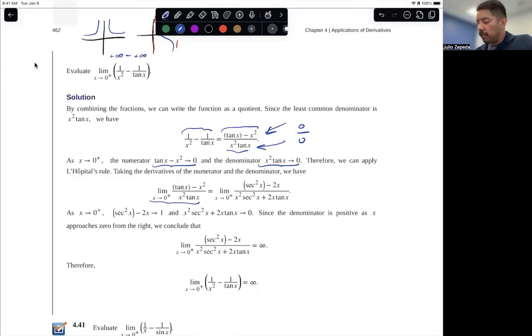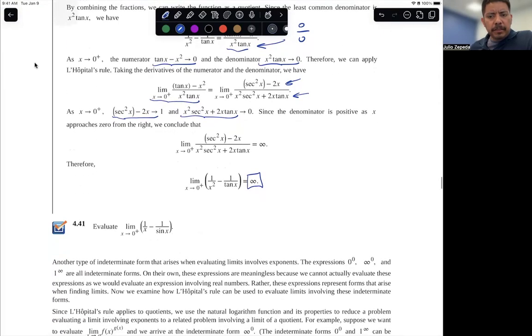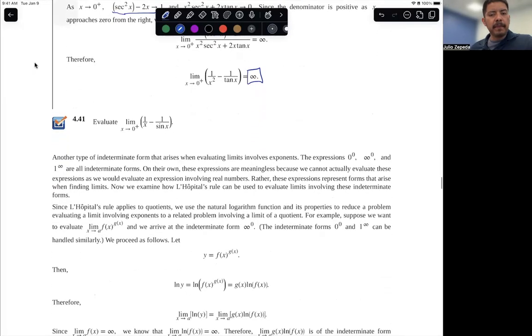They do the derivatives. There's the derivative of the top, the derivative of the bottom function, and they show that the numerator goes to 1, the denominator goes to 0, and so that fraction will get infinitely large, and so the answer is positive infinity. All right, so there's another problem there for you to try.